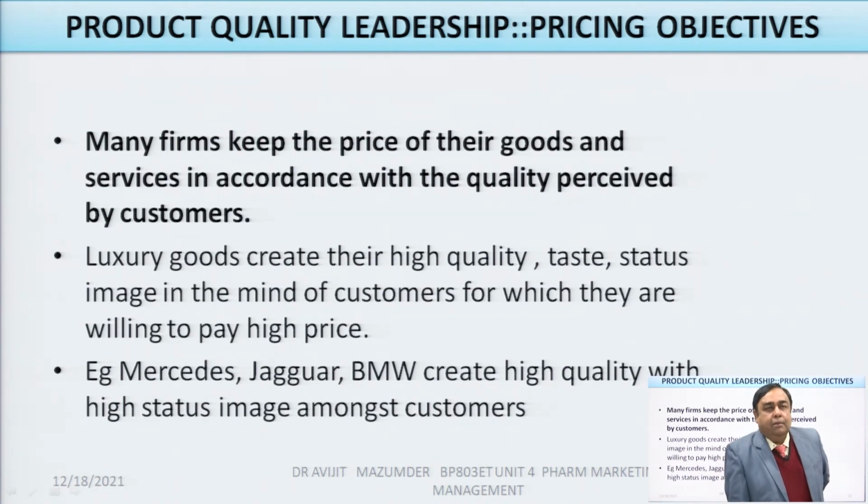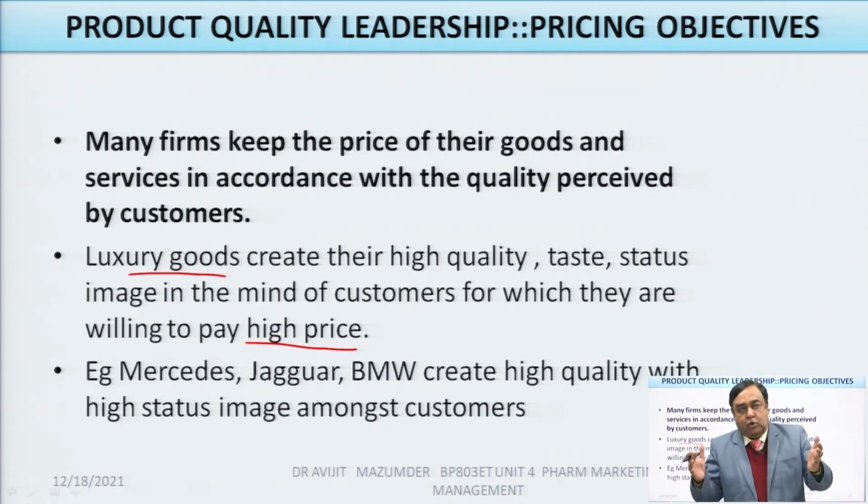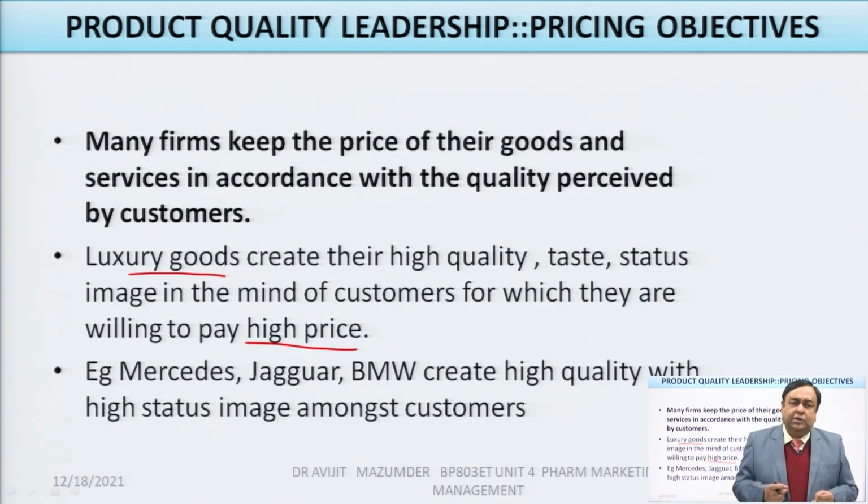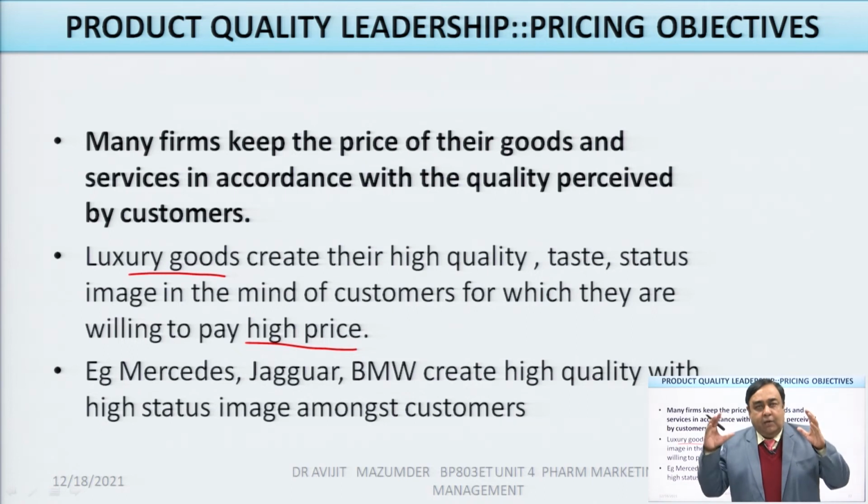Next is product quality leadership. Many firms keep the price of their goods and services according to the quality as perceived by the customers. Customers are the best judge of their quality. Luxury goods create a higher quality, taste and status image in the mind of the customers, for which they are in a position to pay a very high price. If the product is a luxury good, say for example, if I am talking of the automobile sector, Mercedes-Benz, Jaguar, BMW, automatically they charge a very fantastic amount, because they know that they are having an impression in the mind of the customer about the high quality of their cars.